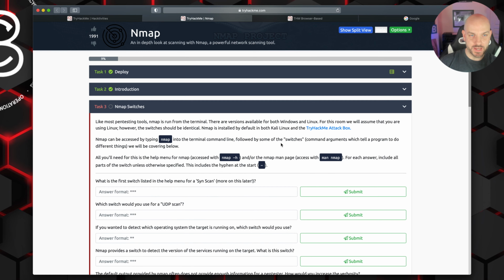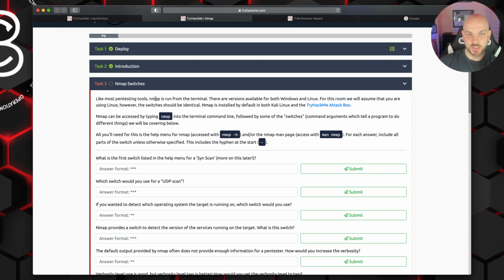So moving on to task 3, like most pen testing tools, NMAP is run from the terminal. Versions available for Windows or Linux. For this room, we assume that you're using Linux. However, the switches are identical. NMAP is installed by default in both Kali and the TryHackMe box. Yep.